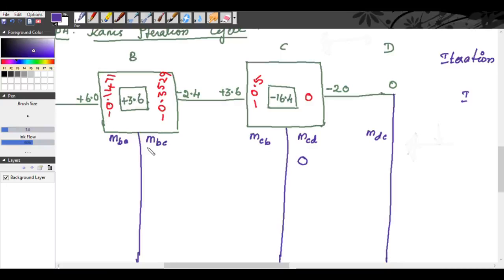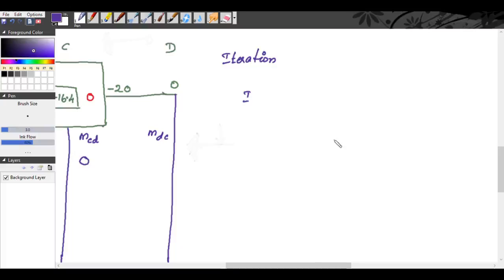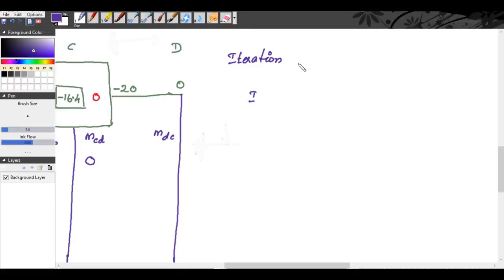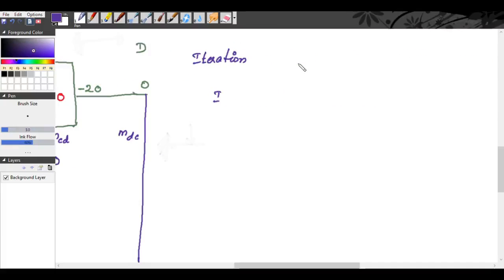In the previous problems, we assumed MBC is equal to 0 and found MCB in our first iteration as the first step. Here for a change, let us assume MCB is equal to 0 and let us find MBC first. So in our first iteration, we have to find the value for MBC, assuming MCB is equal to 0.